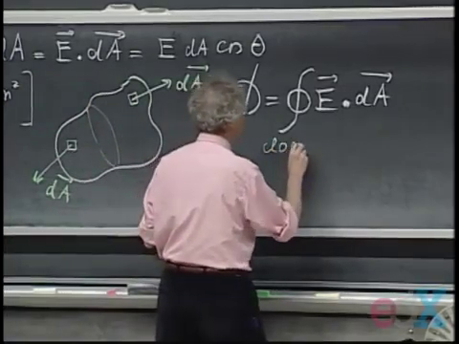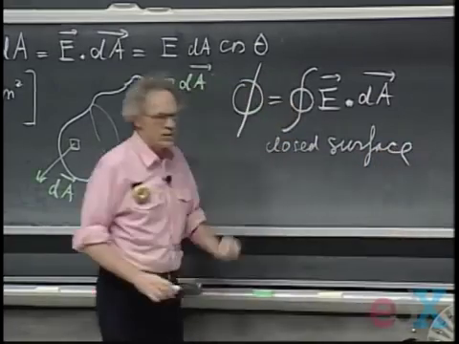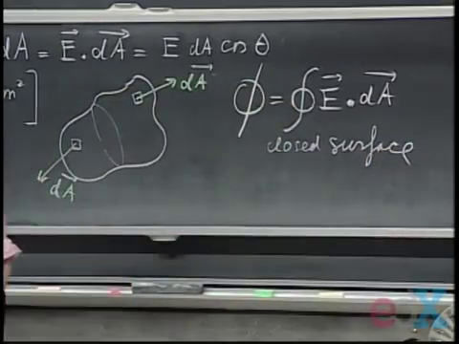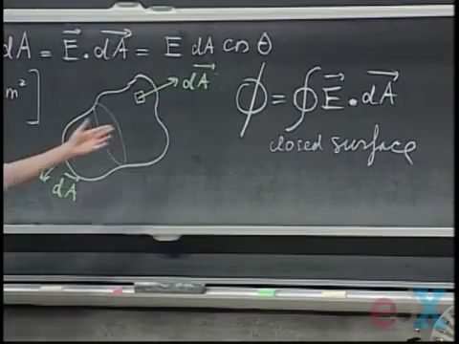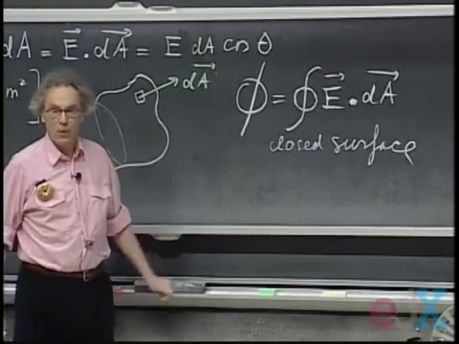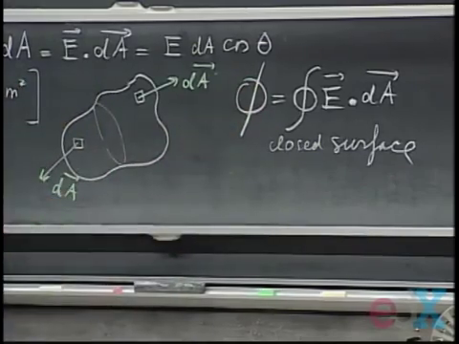And here, in this case, it is a closed surface. And this now is the total flux through that surface. It could be larger than zero. It could be smaller than zero. It's a scalar, it's not a vector. It could be equal to zero.